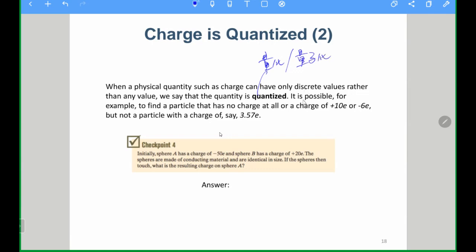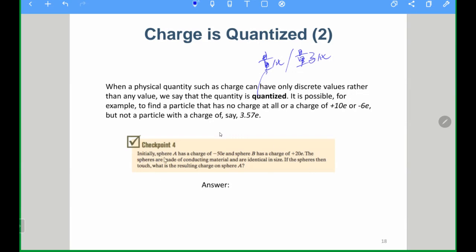So it is possible, for example, to find a particle that has no charge at all, or a charge of 10e or negative 6e, but not a particle with a charge of, say, 3.57e. It must be an integer multiple of the elementary charge. Okay, so here comes a quick checkpoint.